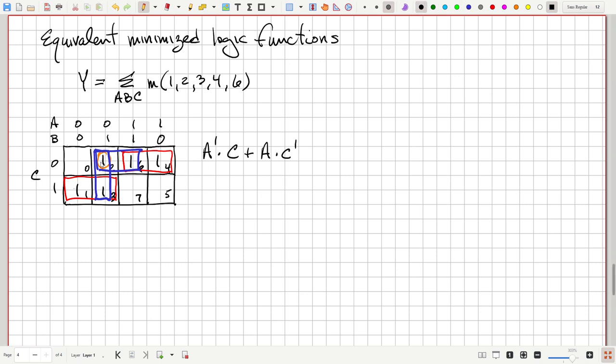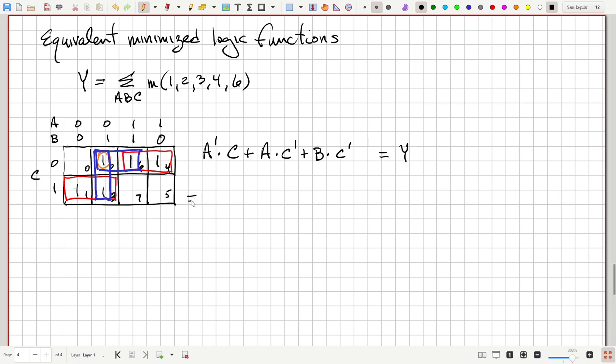So let's do the 1x2 cell. That would be in the center two columns, where B is equal to 1, and it's the top row, C is equal to 0. So that would be B and not C. Okay, so that's equal to Y.